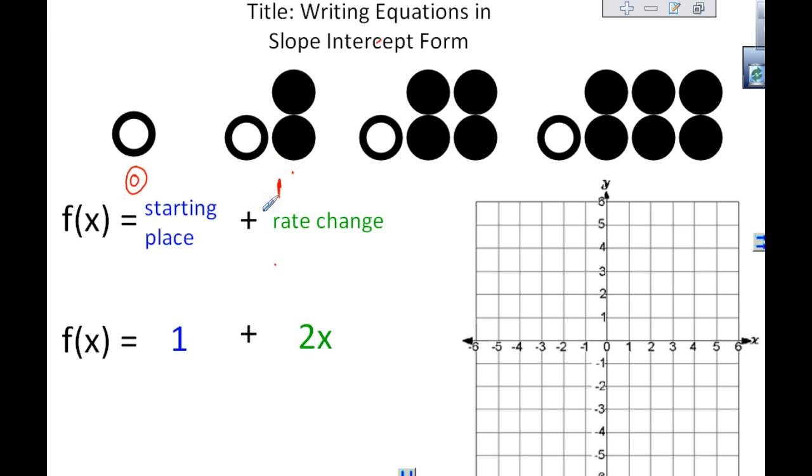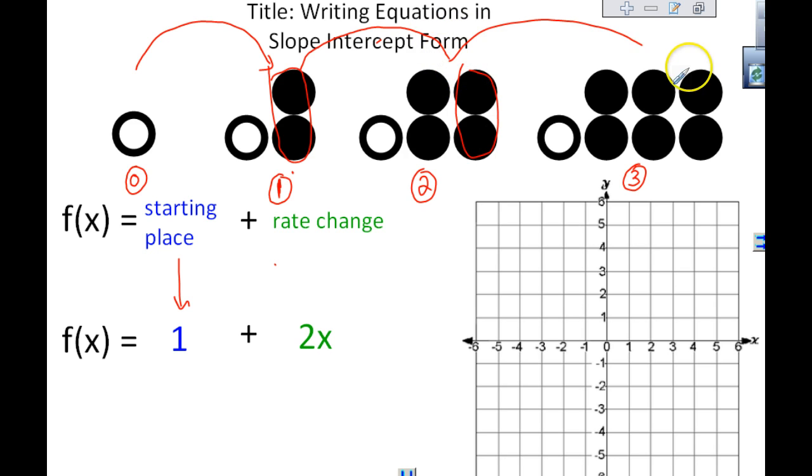After one change or one iteration, after 2 iterations, after 3: the first change, second change, third change. But we begin with just 1. We had 1 open circle. That's the beginning. And then what changed from the beginning to the first step? Added 2. And what went from the first step to the second step? Added 2 more. And to the third step, added 2 more. So you can see the change was to add 2 more each time.